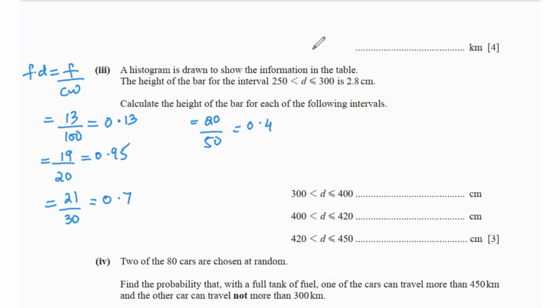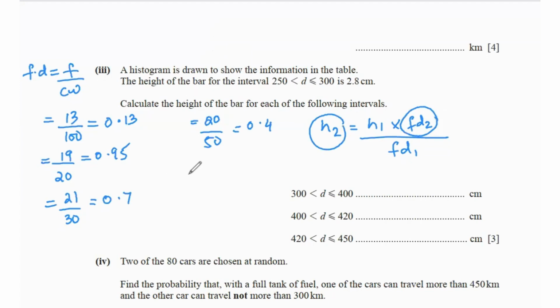So what we're going to do, there's a formula for this. If you're trying to find the height of the second column, your height for the second column would be equal to the height of the first column times the frequency density of the second column divided by the frequency density of the first column. So this formula is going to change based on which height you're trying to find. If you're trying to find the height of the third column, then you multiply the height of the first column times the frequency density of the third column divided by the frequency density of the first column. So basically what's going to change is this value and this value each time.